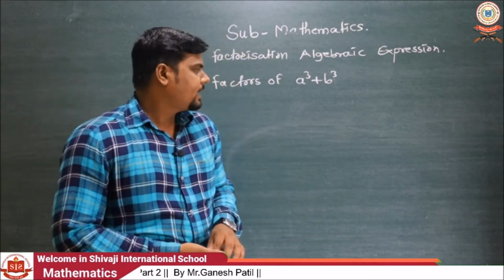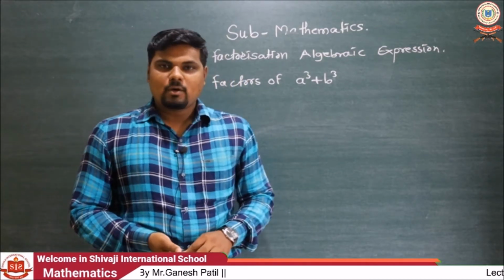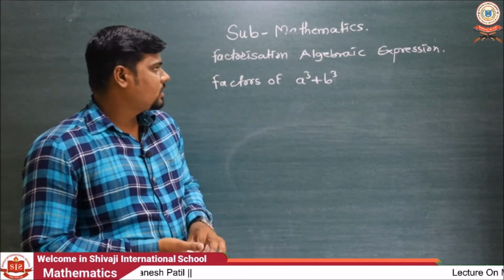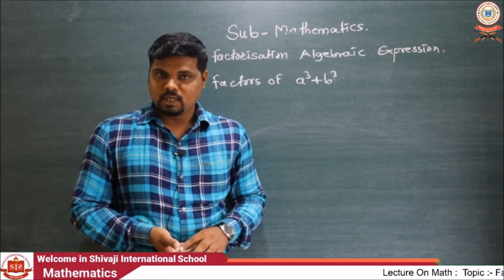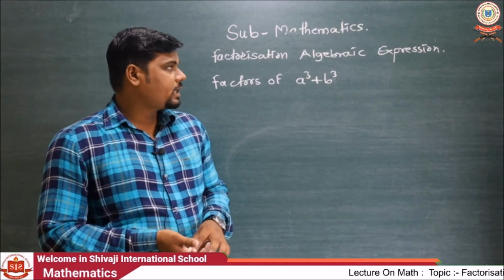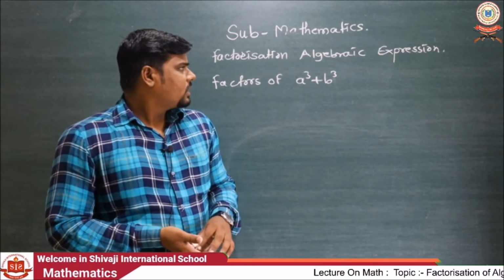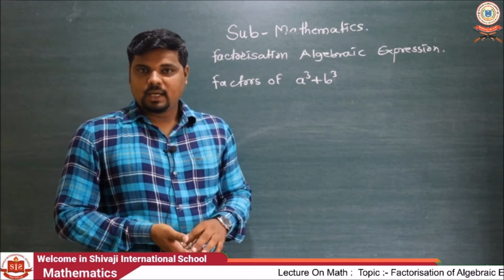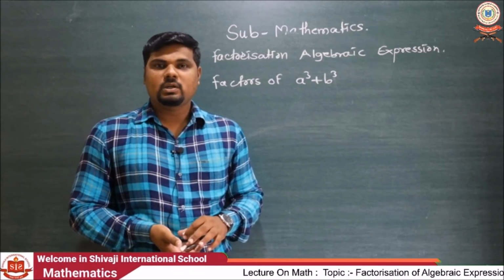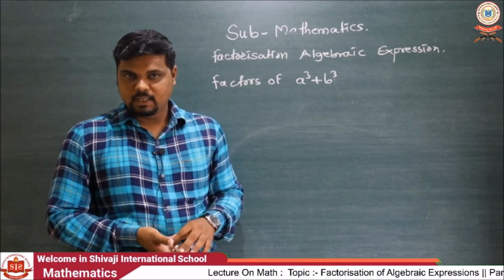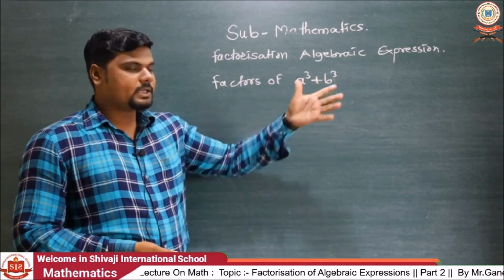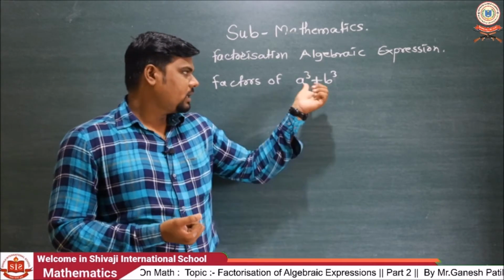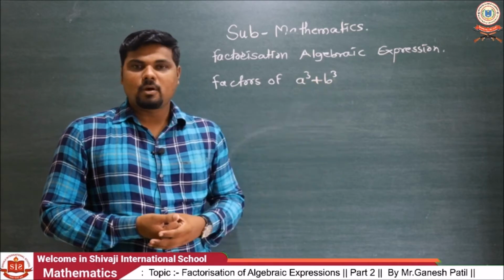In the last lecture we studied the algebraic factorization of algebraic expressions and also the quadratic trinomial. You know very well how to find the factors of a quadratic trinomial. Now today we are going to discuss the factors of a cube plus b cube, meaning the sum of the cubes of a and b.